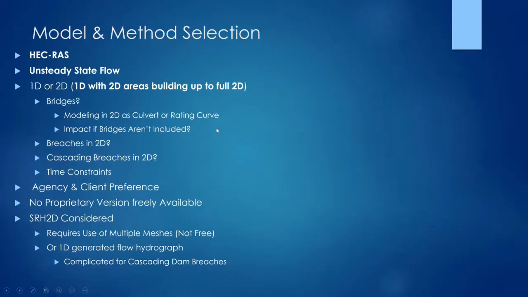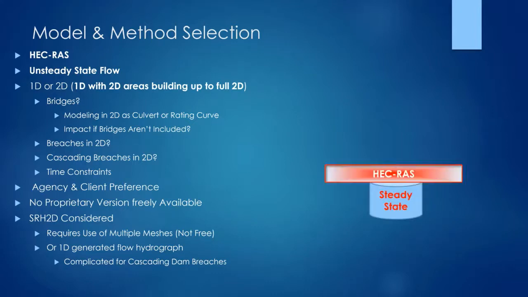Okay, so I picked HEC-RAS, and mainly because of agency client preference, went with 1D with some 2D areas, kind of working up to 2D. One of the concerns was modeling the bridges in 2D and making sure that they were accounted for and what the impacts to them were.